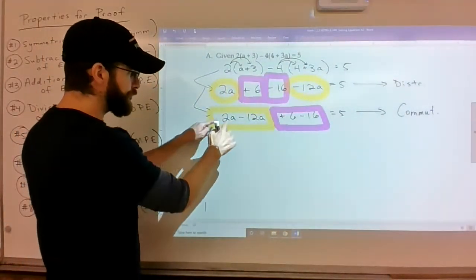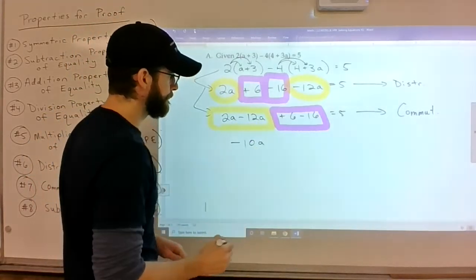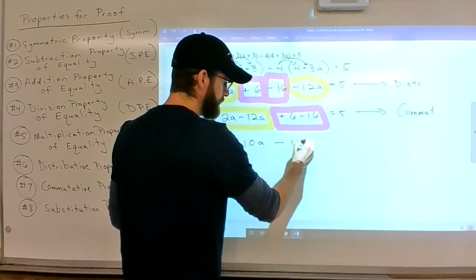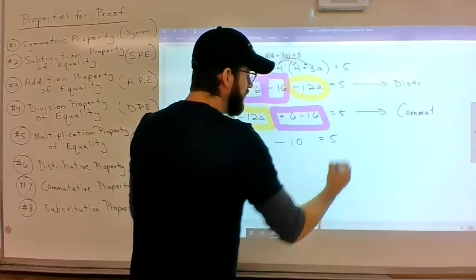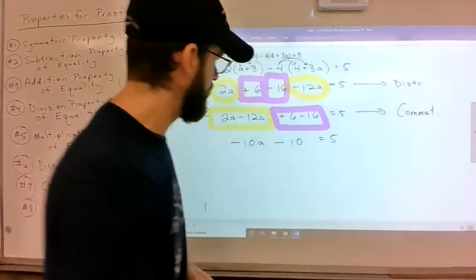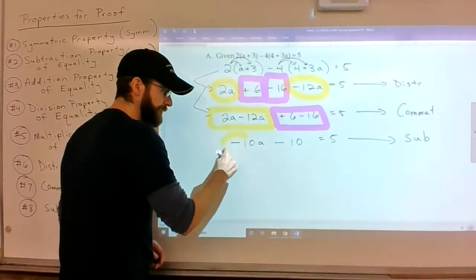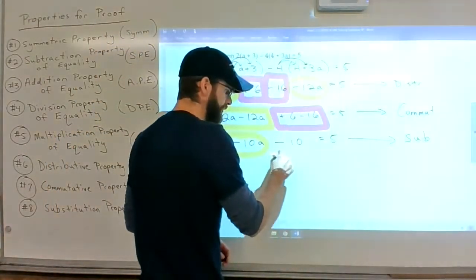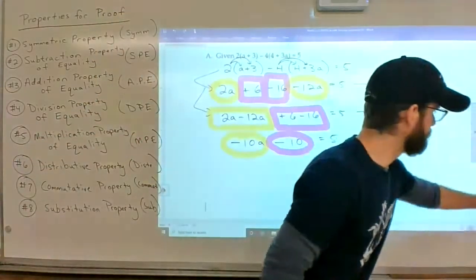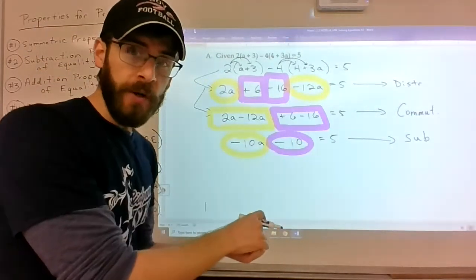Now simplify. 2 minus 12 is negative 10, and then you would keep the a on the end of that. Positive 6 minus 16 is negative 10, and that equals 5. This would be a substitution property deal because all we did was simplify after the like terms were put side by side. Hopefully that makes sense. This came from the yellow. This came from the magenta. All right, now it looks exactly like the problems you guys saw on 2.1.